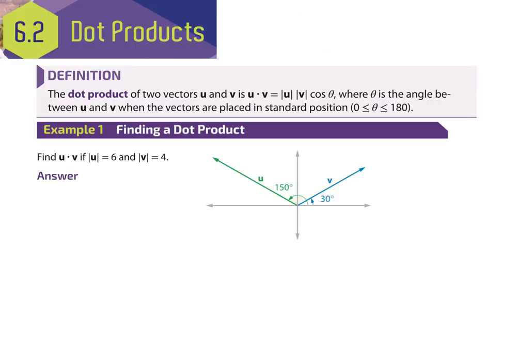Dot products. So we looked at some of the things we can do with vectors. We added and subtracted them, and now we're going to do something called a dot product. There are actually two different ways to find dot product. The first way that we're going to talk about is this way, using cosine here.